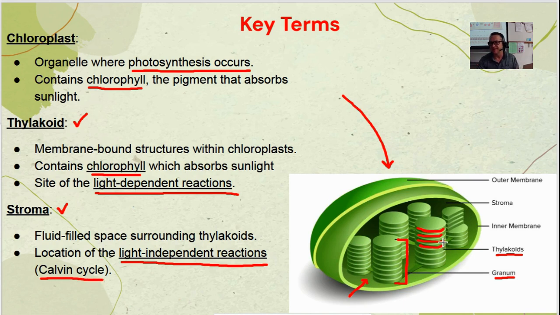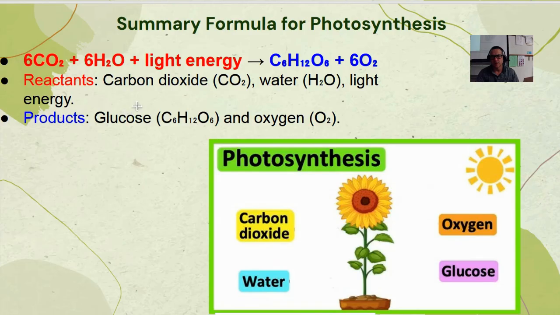All right, so the light dependent reaction that needs light occurs in the green discs called the thylakoids. And the second reaction, the light independent reaction or the Calvin cycle, occurs in the stroma.